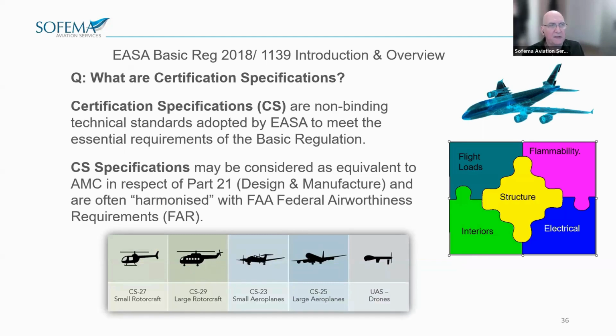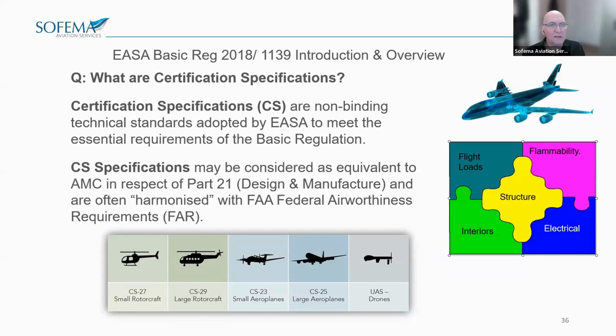What are certification specifications? Well, CS, they're non-binding technical standards adopted by EASA to meet the essential requirements of the basic regulation in regard to design in particular, or initial airworthiness. So they're the reference technical standards against which a design can be evaluated. So the CS specifications, CS25, are, for example, very similar to the US FAR 25 requirements because they've been harmonized across the two authorities. So it's mainly concerned with Part 21 CS. It's concerned with the certification of designs.